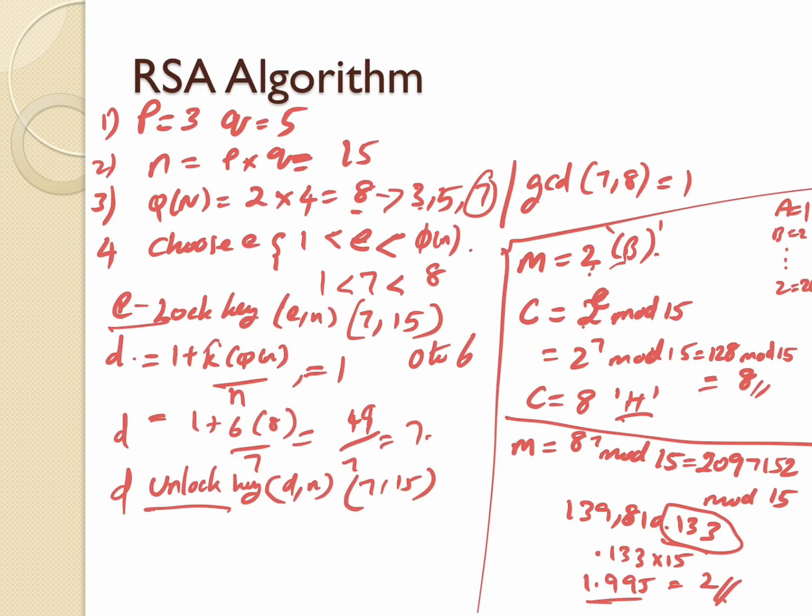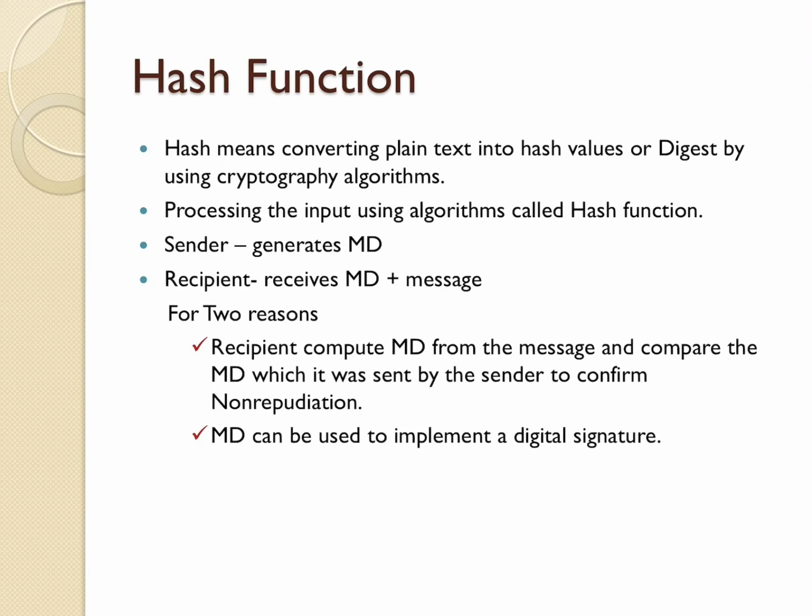So the plain text message after decryption is the same value. You can check all this calculation, and you will get the same output, 2. So this is a basic demonstration of the RSA algorithm. Next we are going to see about the hash.